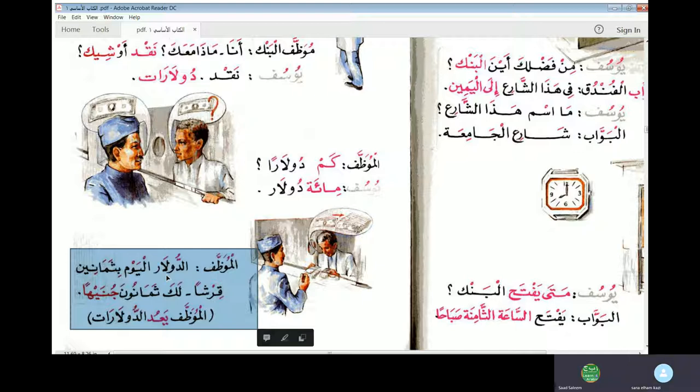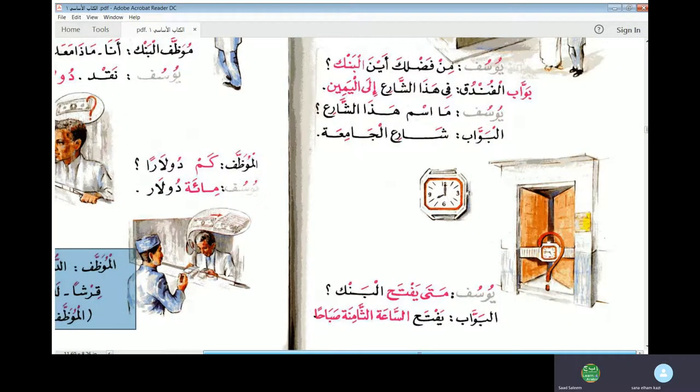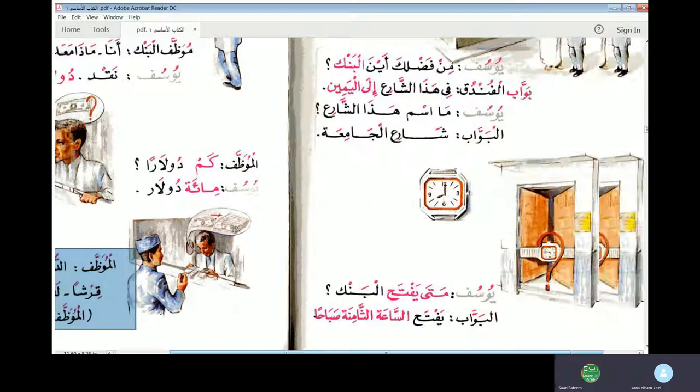अल मुवज्जफ, या अल मुवज्जफ, यहूद दुलाराती. यहूद काउंट्स. ओके, सॉरी, कैशियर और दी टेलर काउंट्स दी रिसेप्शनिस्ट काउंट्स दी डॉलर्स.